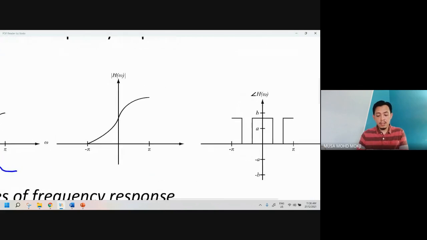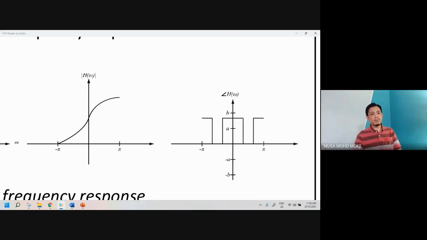And this is a magnitude. So from minus pi to pi, we can see that this is not an even shape. So then this is a wrong plotting. And this is also a wrong plotting for phase, because phase is supposed to be odd. This is even. Okay.